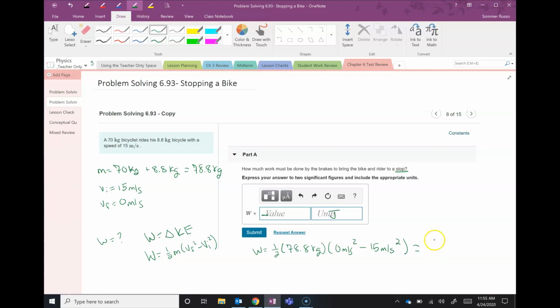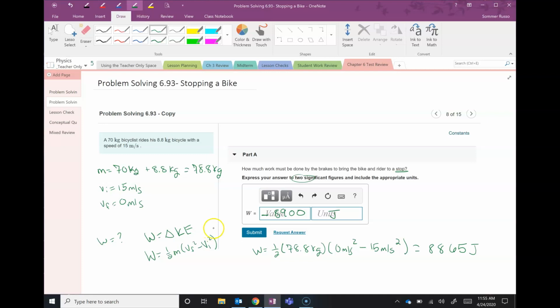All right, and we do get 8,865 joules. We only get 2 sig figs here, so it's going to be 8,900. Right? Hopefully that puts you on the right track here.